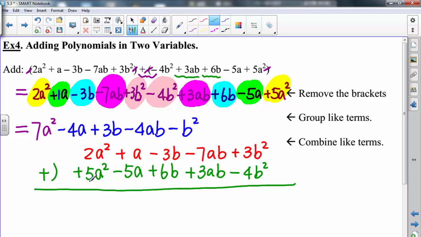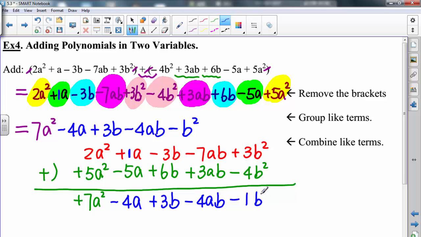Positive 2 plus positive 5, positive 7a squared. Positive 1a minus 5a, negative 4a. Negative 3 plus 6, plus 3b. Negative 7 plus 3, negative 4ab. Positive 3 plus negative 4, negative 1b squared. The same, this one can become invisible.